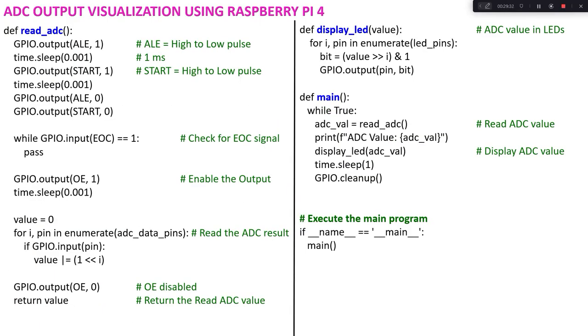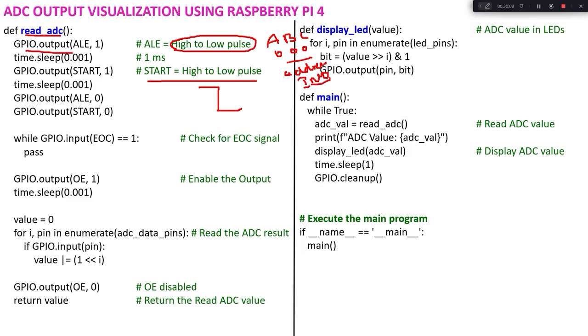Next, we define a function for reading the ADC value. As I said, to read an ADC value, the first thing is I have to make this ALE a high to low pulse. Once I make this high to low pulse, then ABC, which I give as 000, will be treated as an address and input voltage IN0 will be selected. Next thing is I have to generate this start signal. So the start signal also should be a high to low pulse. So that is provided here.